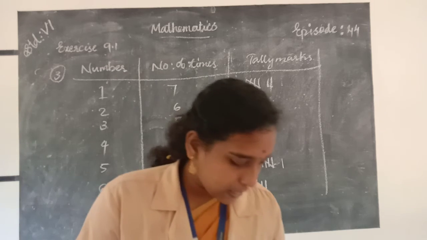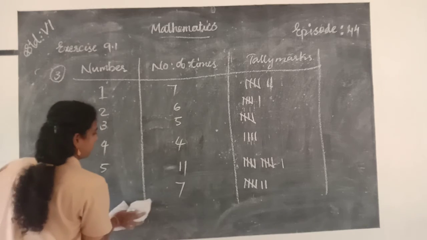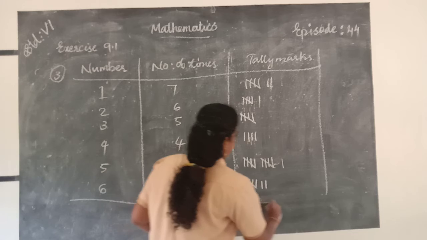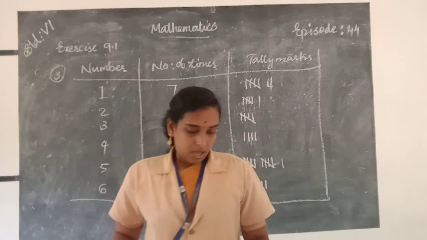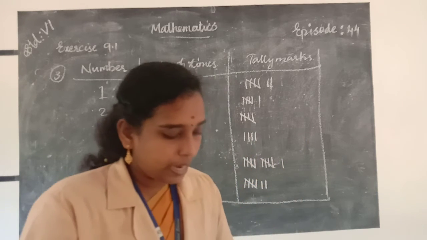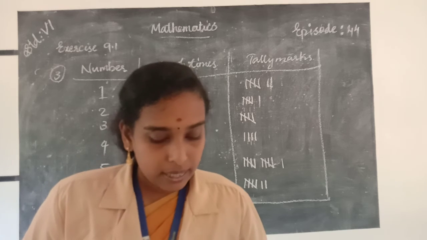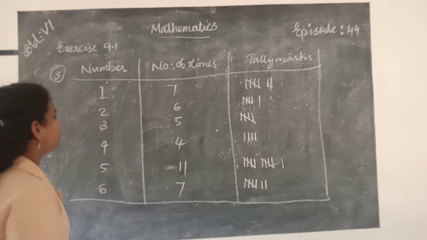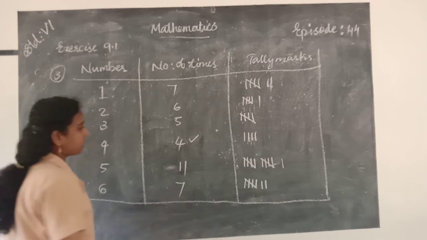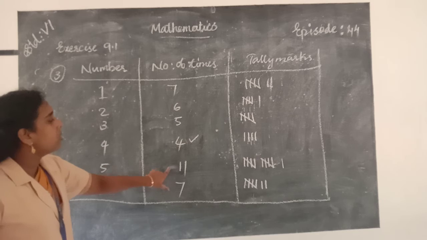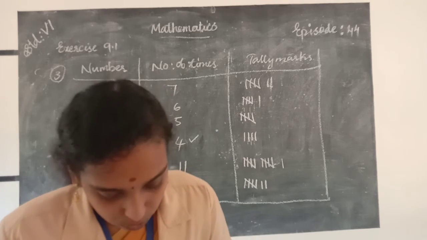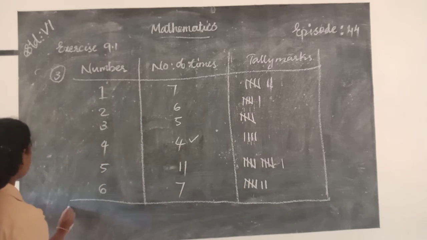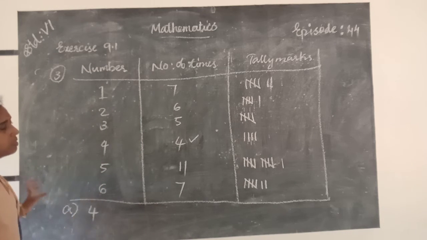And the first question: we want to find the minimum number of times. The number that occurs the minimum number of times is 4. 4 appears only 4 times. This is the least number. So the answer to the first question is 4.